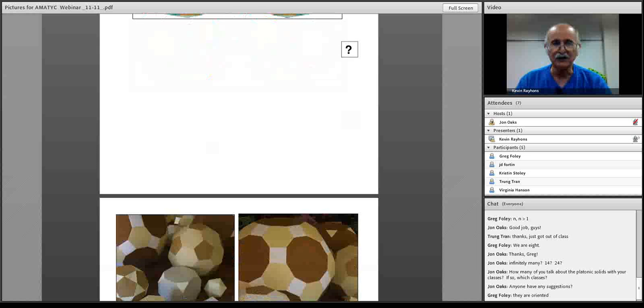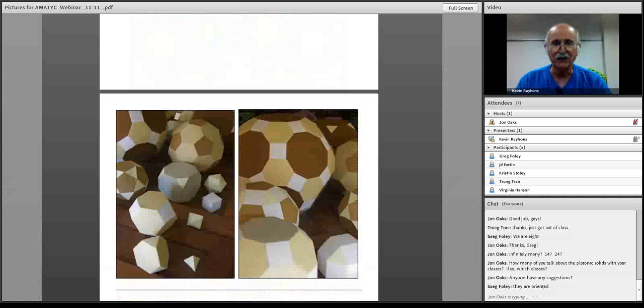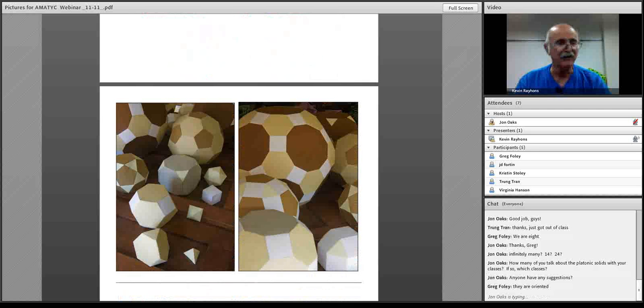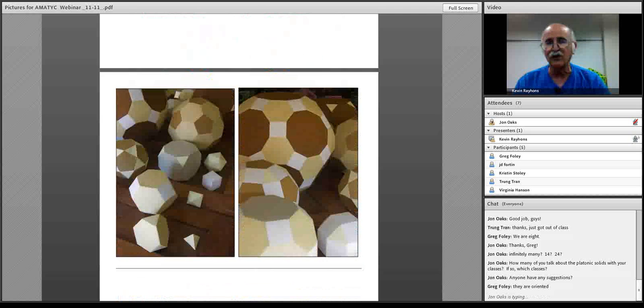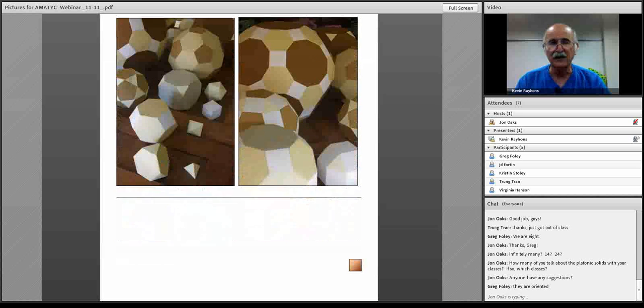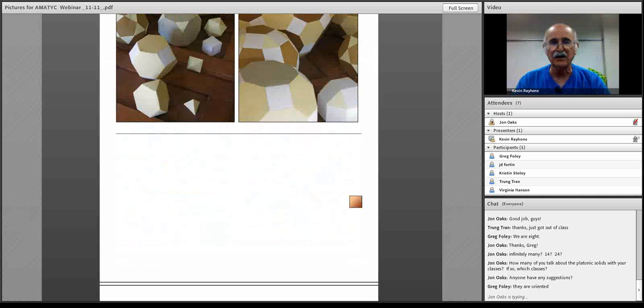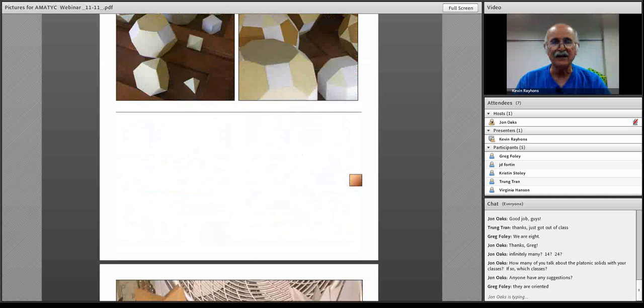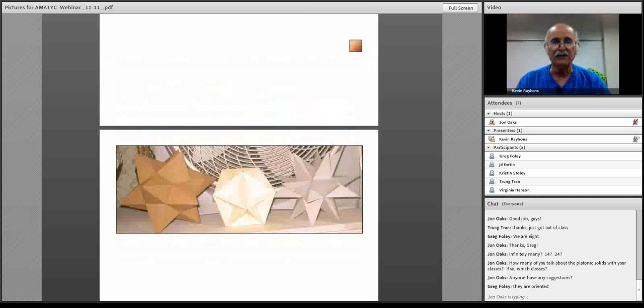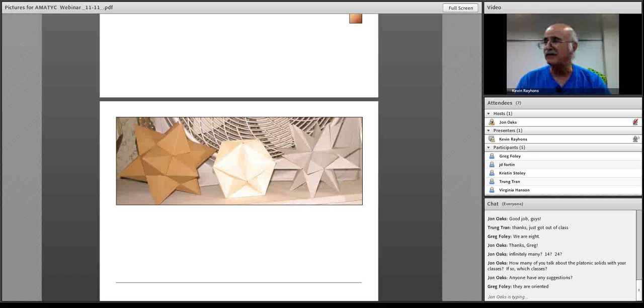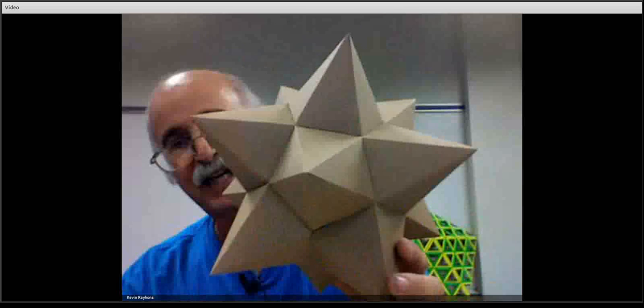So those are the basic polyhedra, all 18 of them. Even though I made 2 of the snub cube, it only counts as 1. So here's a picture of what you just saw. And then we have the stars. I'll show you these very quickly. These are stellated versions. You can supersize me so they can see them. These are stellations or star forms of the dodecahedron.